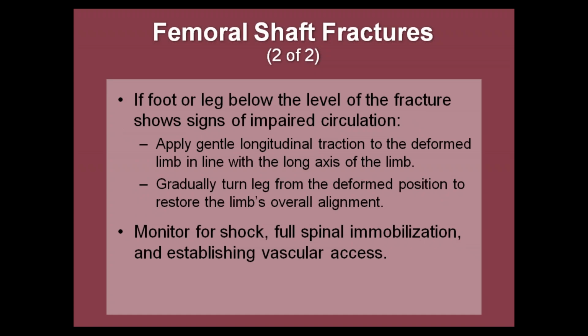If the foot or leg below the level of the fracture shows signs of impaired circulation, apply gentle traction to the limb in line with the long axis of the limb. So that's when we apply manual traction before we apply, say, the Sager, or even if we decide to apply manual traction before applying the Kendrick. Gradually turn the leg from the deformed position to restore the limb's overall alignment. So you're trying to realign.